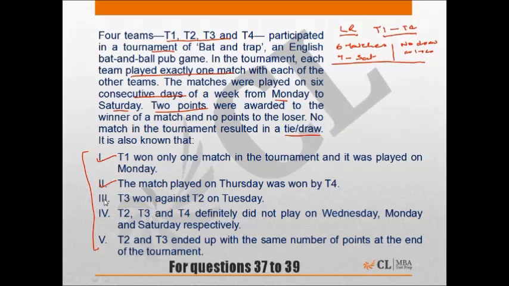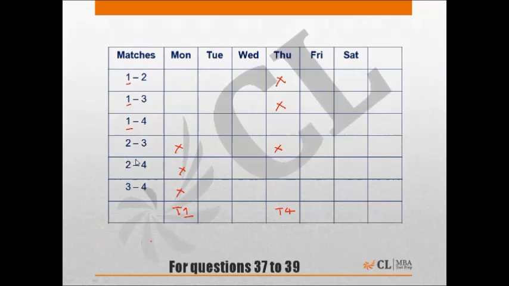Third statement. T3 won against T2 on Tuesday. The T3-T2 match happened on Tuesday and it was won by T3. So let me remove this. So it is T3 on Tuesday. That means these matches are not possible on Tuesday because the match 2-3 has happened on Tuesday.